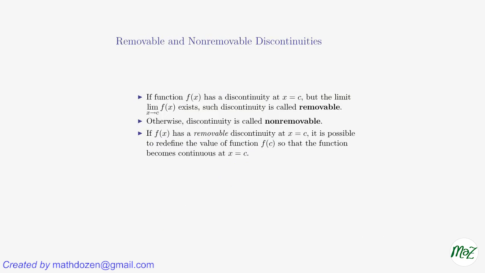Now, if a function is not continuous at a point, but the limit as x approaches c of the function exists, such a discontinuity is usually called a removable discontinuity. Otherwise, any other discontinuity is called non-removable. So the nice feature of removable discontinuity is that it is possible to assign a new value to the function at x equals c, so that the function becomes continuous at that point.